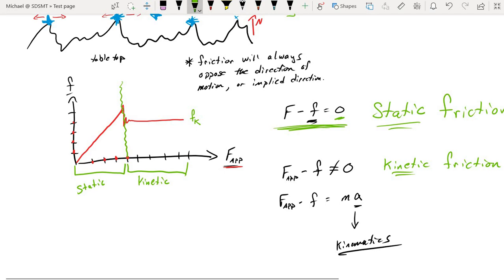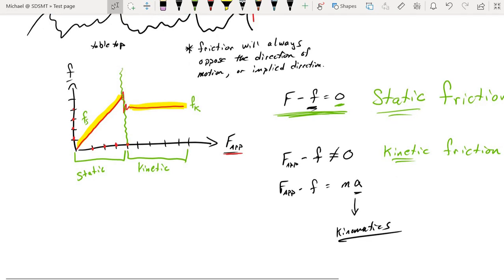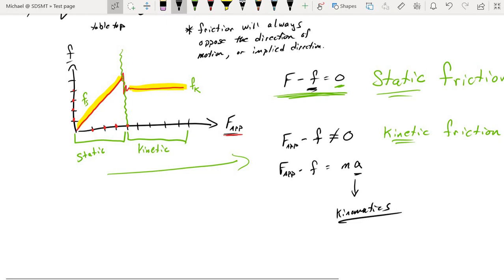So we've got kinetic friction over here on the right half of the graph. So what about all of this over here? Well, that's going to be the static friction. And now we can put some more detail to these equations over here.